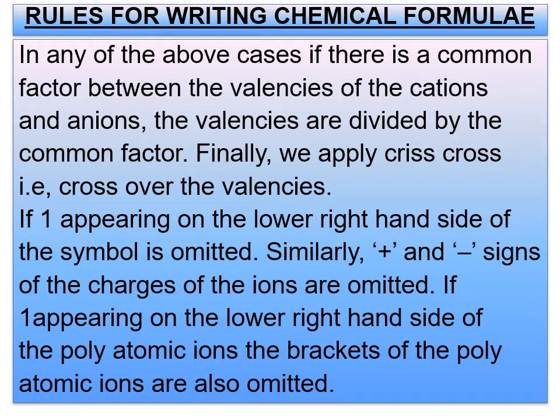If 1 appears on the lower right hand of a symbol, it is omitted. Similarly, the plus or minus signs of the charges of the ions, which are related to cations and anions, are also omitted. If 1 appears on the lower right hand side of the polyatomic ions, the brackets of the polyatomic ions are also omitted. So these are the rules when we are doing the examples. Each and every detail I will tell you, but you have to be very attentive, children. This is a very important topic as long as you study chemistry.